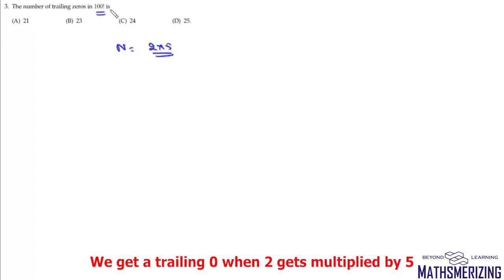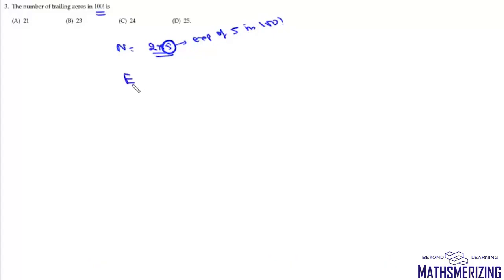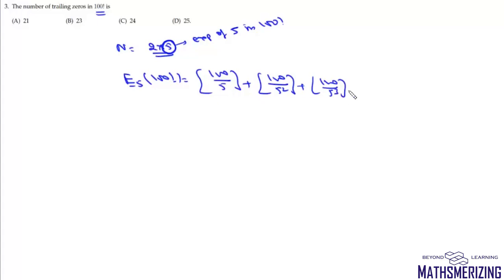Now question number 3 is the number of trailing zeros in factorial 100. Now we know that the total number of trailing zeros will be given by the limiting number of 5s. So for this question, all we need to do is find the exponent of 5 in factorial 100. So we'll use de Polignac's formula. So the exponent of 5 in factorial 100 will be the greatest integer function of 100 by 5 plus 100 by 5 square plus 100 by 5 cube.